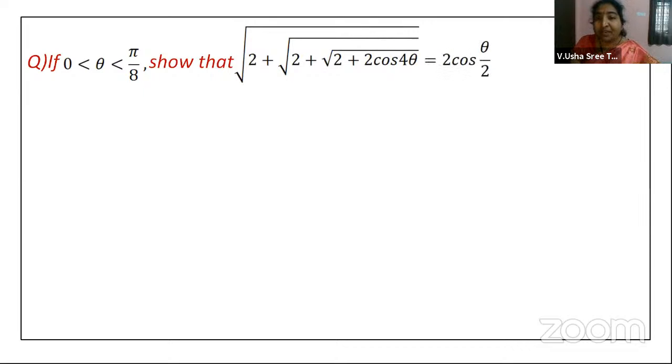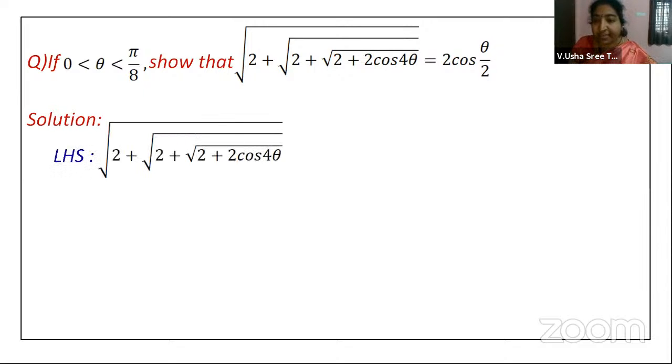So if 0 less than theta less than pi by 8, then show that root of 2 plus root 2 plus root of 2 plus 2 cos 4 theta is equal to 2 cos theta by 2. Now children, just now we were mentioning the formulae for cos 2 theta, right? So we will try to make use of that concept and we will try to solve this problem.